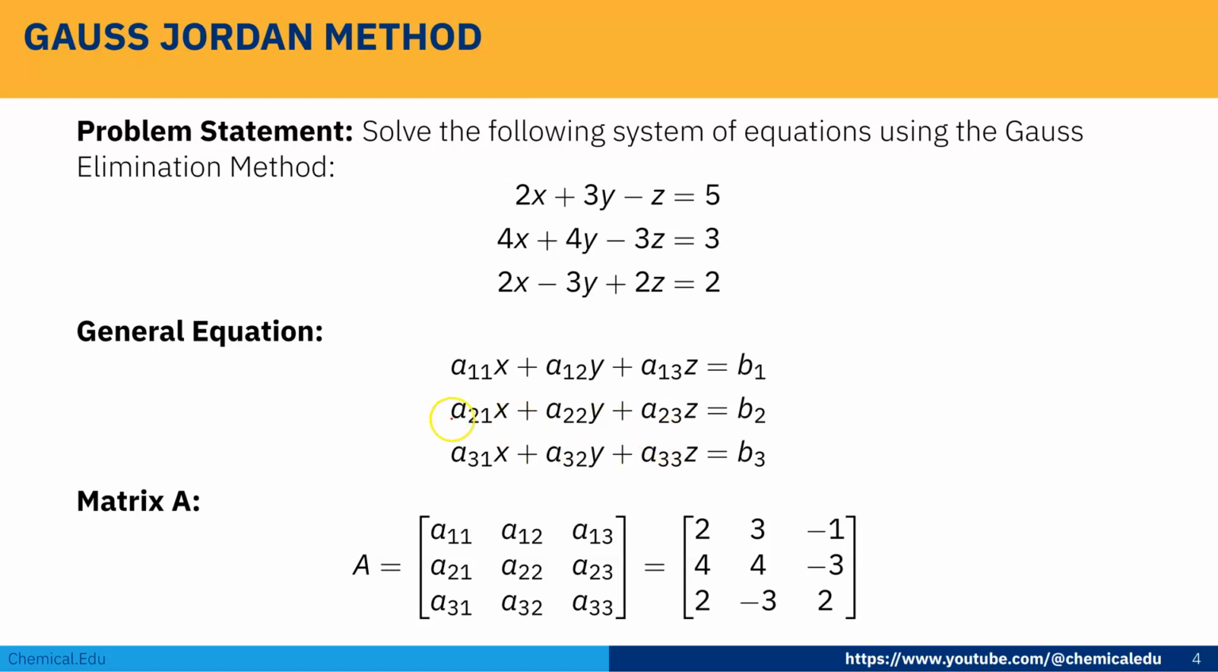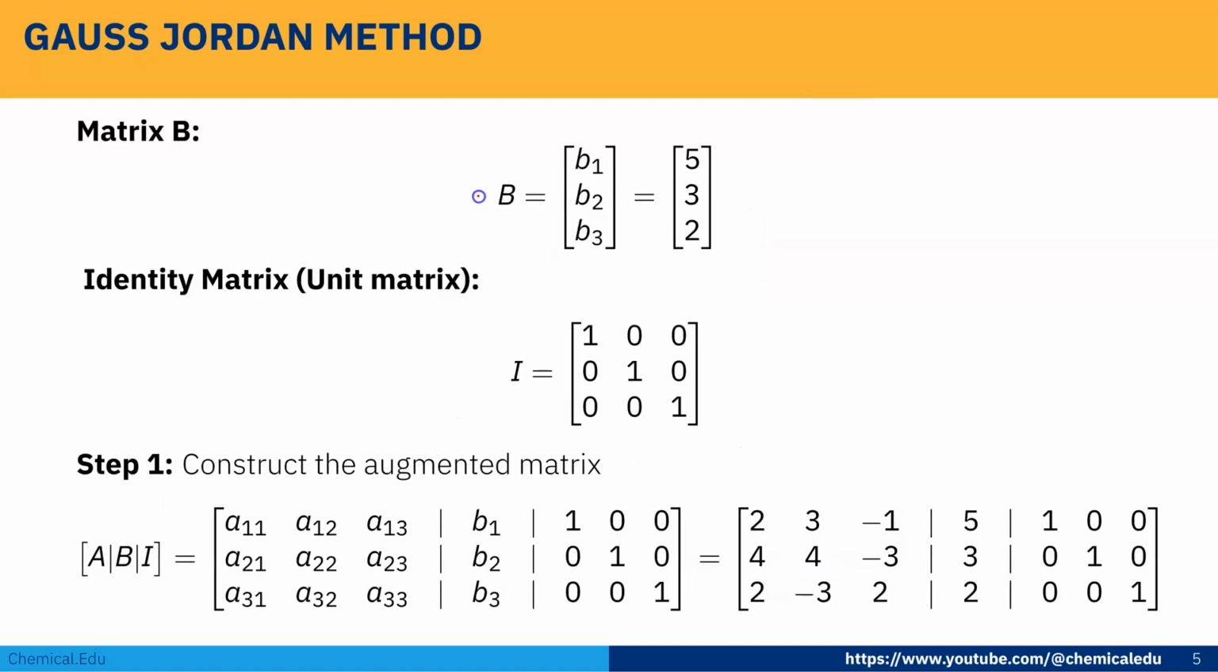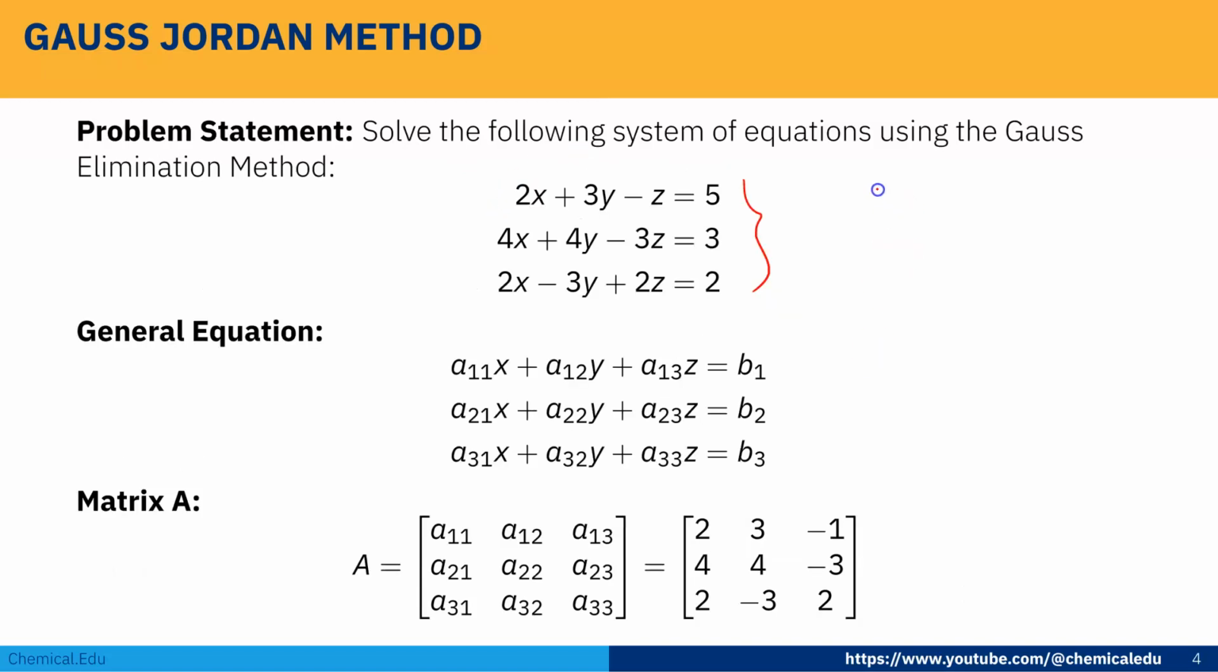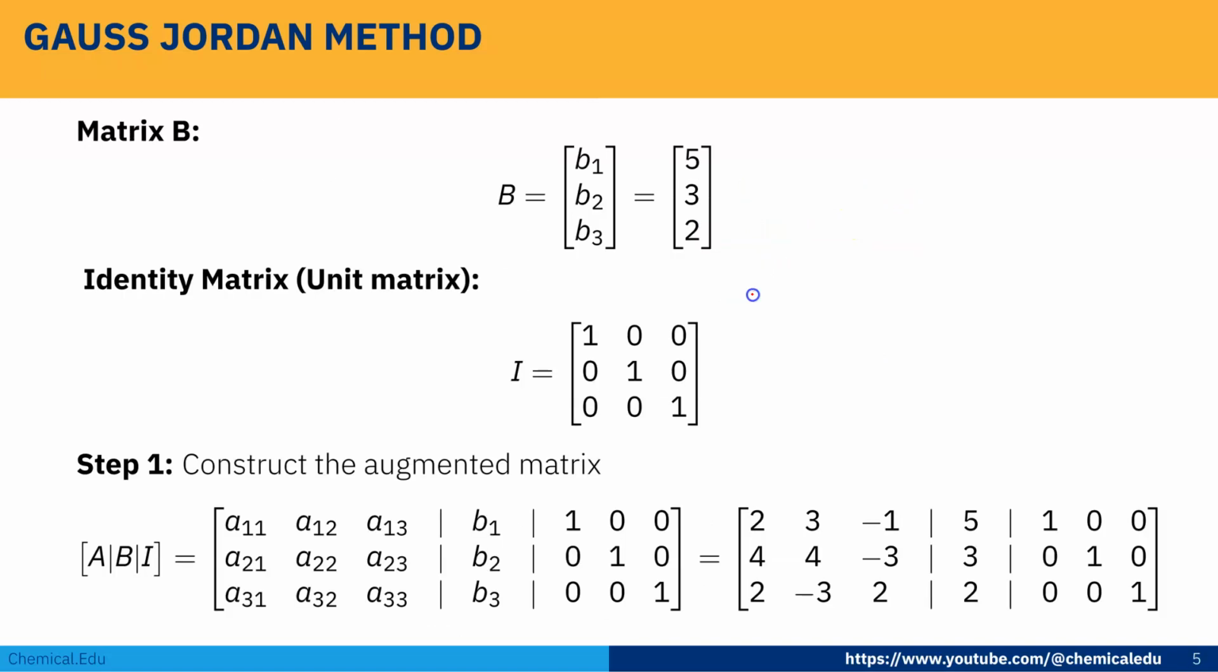Now from this general equation we can form the matrix A. So that is a11, a12, a13, a21, a22, a23, a31, a32, a33. We put from this equation: 2 is the coefficient of x, 3 is the coefficient of y, and the z coefficient is minus 1. So 2, 3, -1; 4, 4, -3; and 2, -3, 2. Next is the B matrix, that is the column matrix of constants. So whatever constants are there, 5, 3, 2, that is nothing but the B matrix.